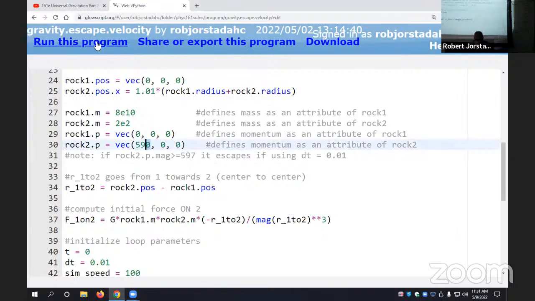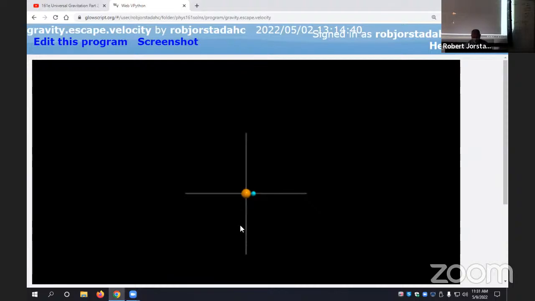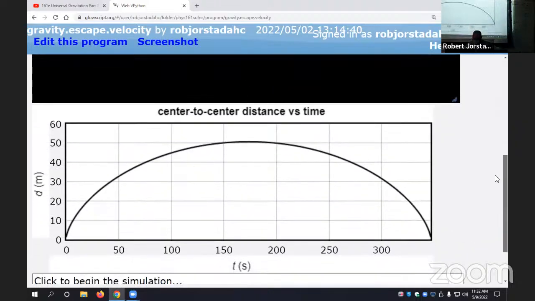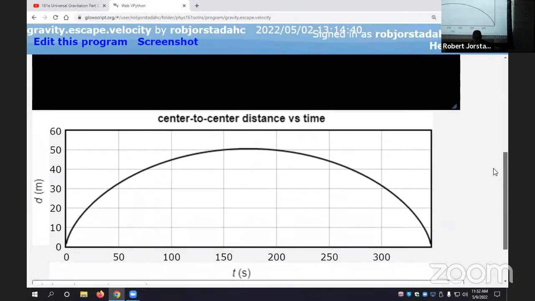So what I'm going to do now, let me run this program one more time. This time I'm going to run it with auto zoom out. And I want you to watch something. It's zooming out, it's getting farther and farther away, but it gets pulled back in. Now, if I scroll down, you can see what looks like the center to center distance over time. It's getting farther away, farther away. In this particular set of numbers that I used, it got about 175 meters away.